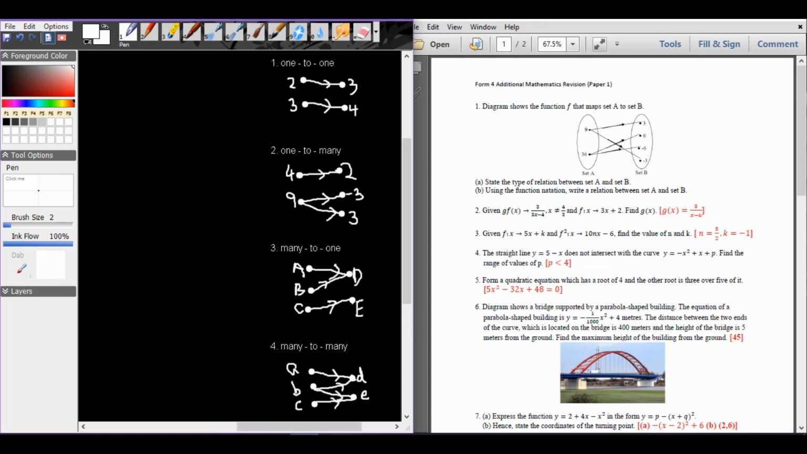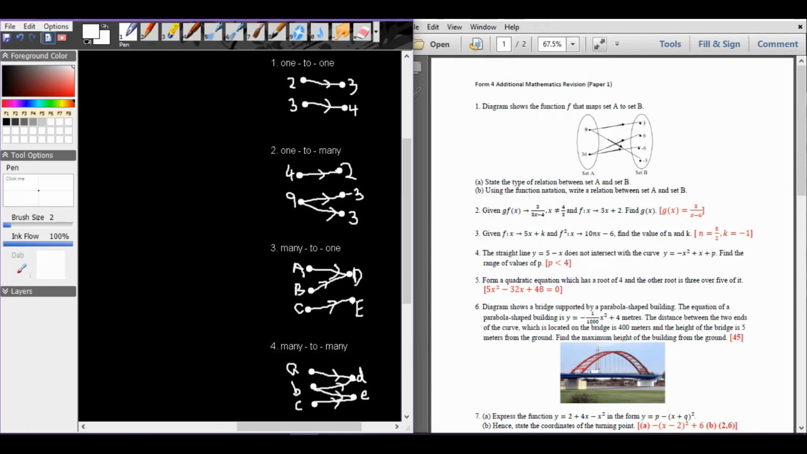Second, one-to-many relation. For one-to-many relation, an object can have more than one image. So let's say this 9. 9 is an object and it has more than one image. So this is called one-to-many. Many-to-one relation means that one image has more than one object. For example, D here, D is an image. It has more than one object, which are A and B.